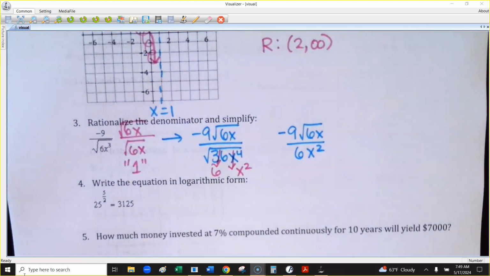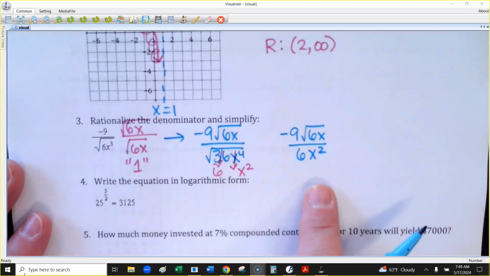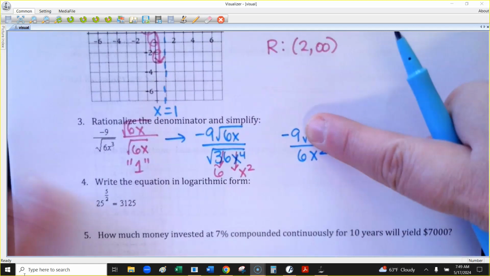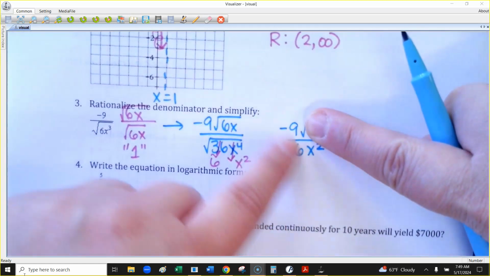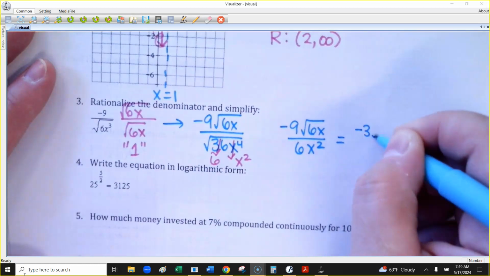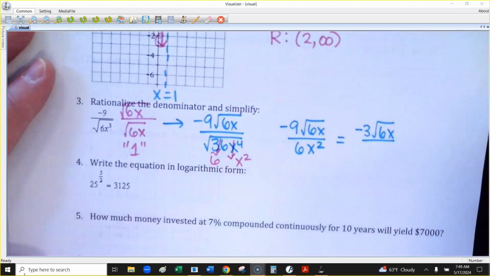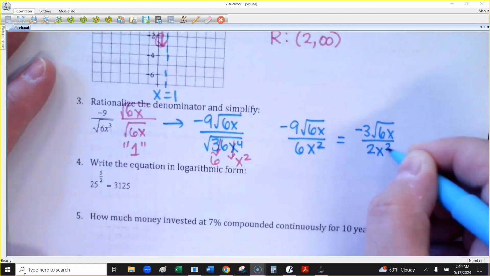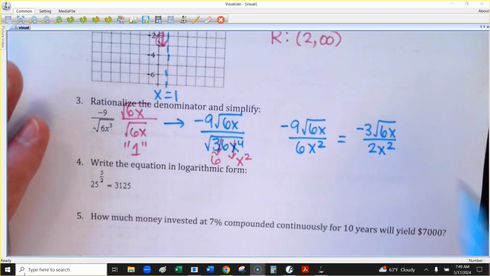And then I'm just going to ask you before we say that's our answer, can I simplify anything else in this fraction? You can, okay, yeah. Don't touch what's under the radical. Everything's being multiplied here, but both of those numbers are divisible by 3. So you can reduce this. This would be -3. Don't change what's under the radical. That's still going to be 6x. The bottom here would be 2x squared. Nothing else can be done at that point.